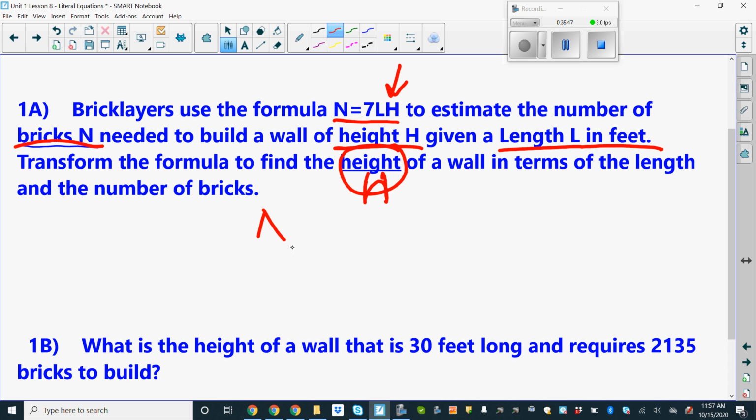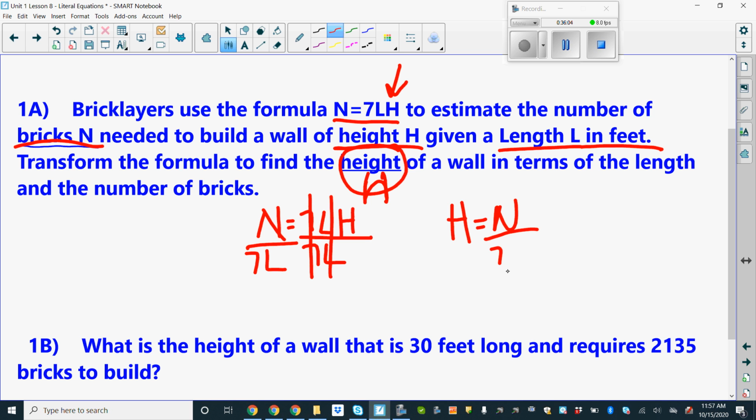So we rewrite N equals 7LH. 7LH is all attached by multiplication. The opposite is division. Divide by everything that is not H, which is the L and the 7, and divide the other side by 7 and L. So H equals N divided by 7L.